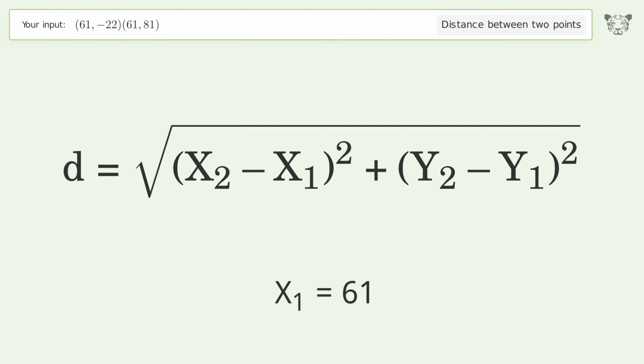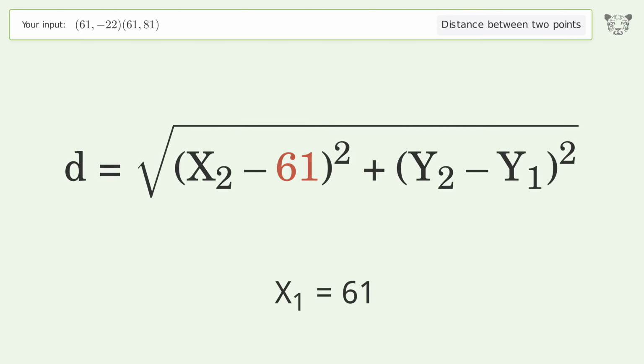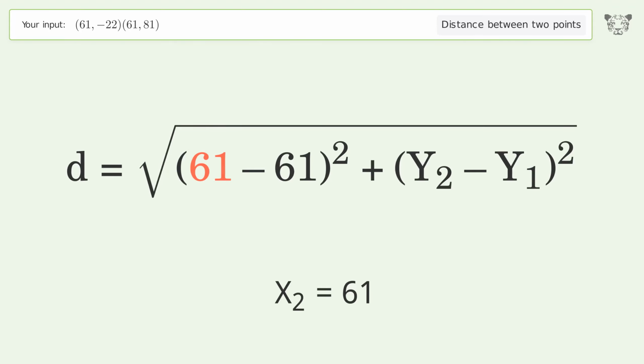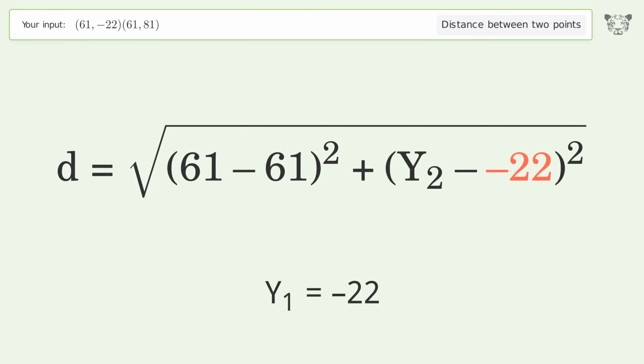x1 equals 61. x2 equals 61. y1 equals negative 22. y2 equals 81.